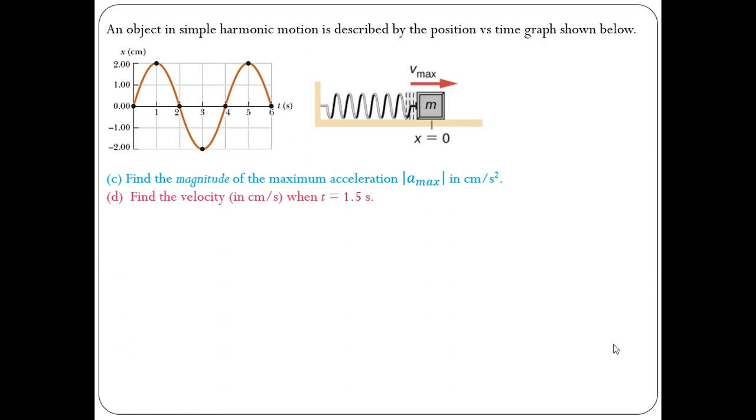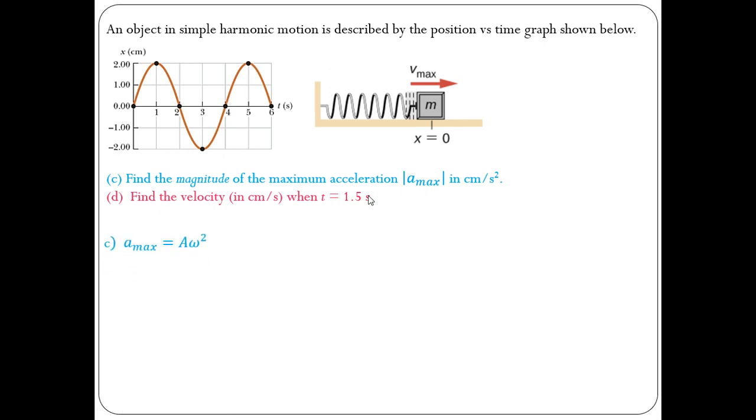All right, let's do part C. Part C asks you for the magnitude, so it doesn't really care for the direction here, of the maximum acceleration in centimeters per second square. Because it wants it in centimeters per second square, I do not have to convert units here in centimeters to meters yet. All right, so let's do part C.